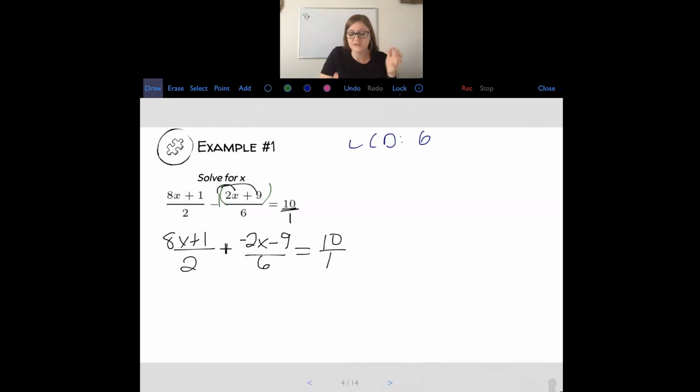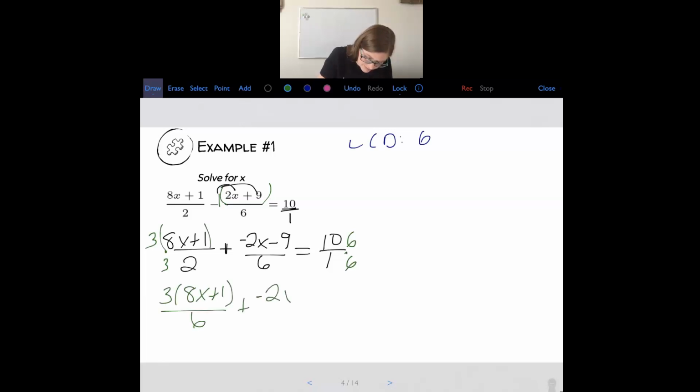So now what we do is we take each fraction on its own and figure out what we need to multiply the denominator by to get to the least common denominator, and then we have to do the same in the numerator. So for our first fraction, we would have to multiply the denominator by 3, which means we multiply the numerator by 3. Negative 2x minus 9 over 6 already has the 6. The last fraction, we need to multiply the denominator by 6, which means we multiply the numerator by 6. Okay, so what we have now is 3 times, and this goes to the whole thing, 8x plus 1 over 6 plus negative 2x minus 9 over 6 equal to 60 over 6.